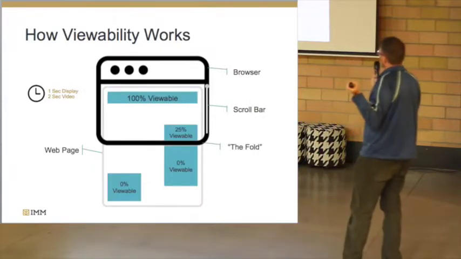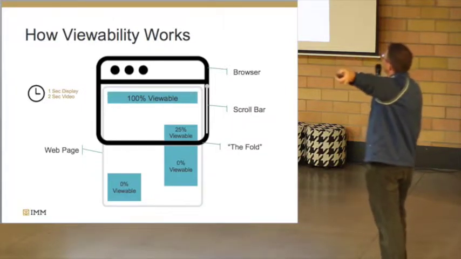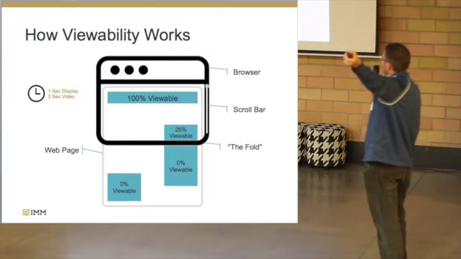So real quick, what does that look like? Can't really see the colors that well, but display out on top, display out on the right, video out on the bottom, and then of course the browser and the scroll bar. So the ad on top is 100% in view. Typically it's considered the above the fold unit. The ad on the right, you can see, is about 10 or 20% in view.